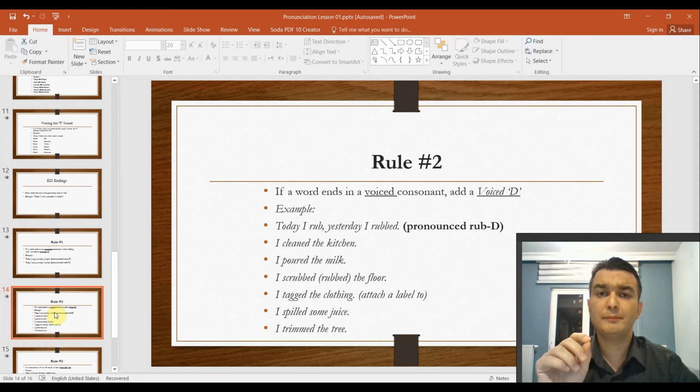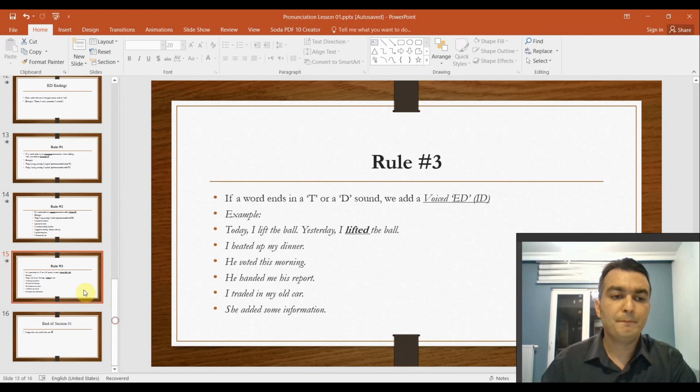These are rule number two. All of them end in voiced, I mean vibration. If you pay attention and check, you are going to see it. Okay, trim, m, spill, l, vibration. Tag, g, vibration. Scrub, b, vibration. Pour, r, vibration. Clean, n, vibration again. Rob, b, vibration. Very important.